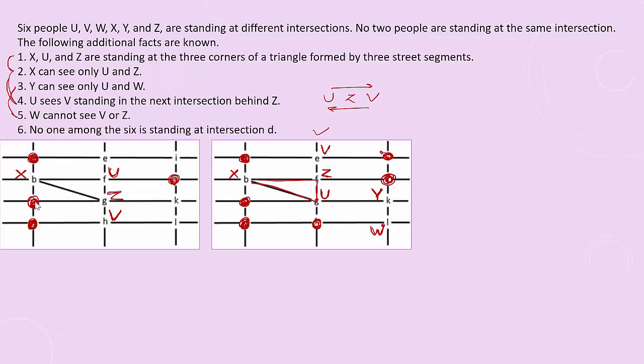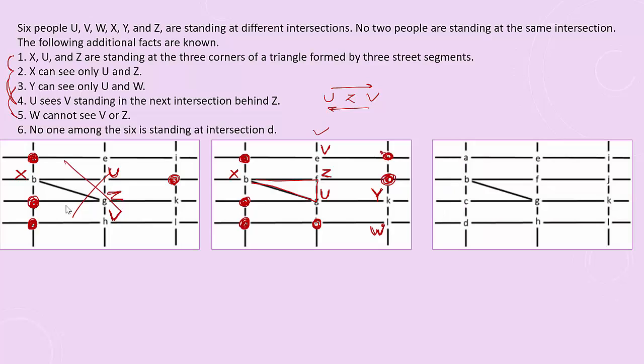Now my condition is Y. Y can see only U and W. Is it possible here? Let's check. So if I put Y here, it's not possible. If I put Y here, it's not possible, right? That means not possible. So this case is also ruled out. Right now we have one case available. Let's see if any other case is possible or not.